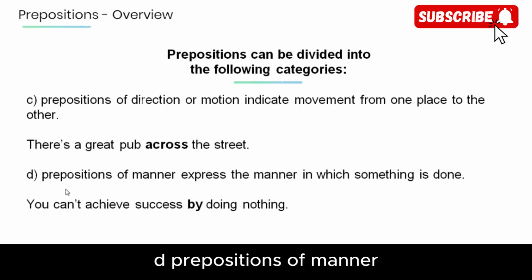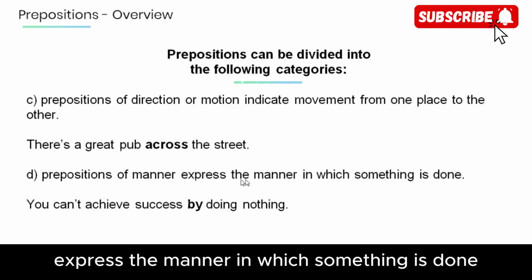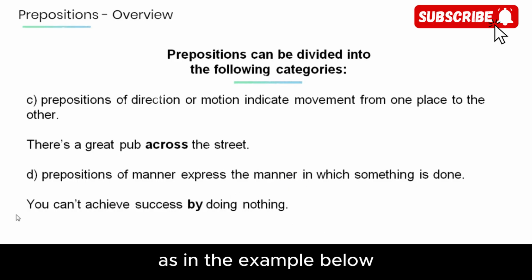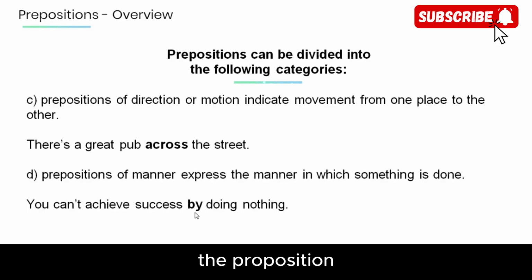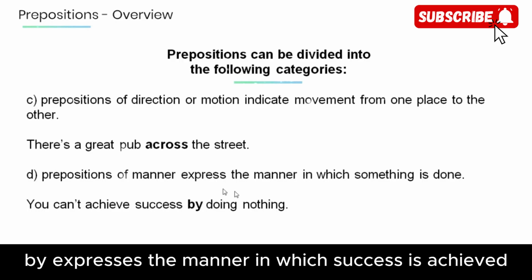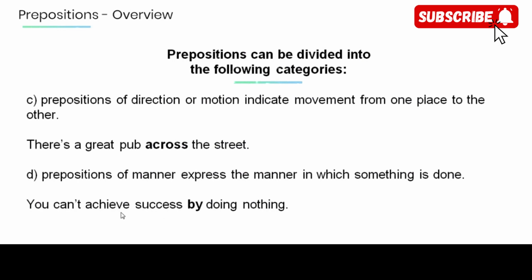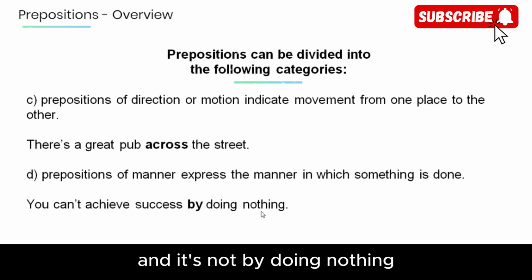D. Prepositions of manner express the manner in which something is done, as in the example below. You can't achieve success by doing nothing. The preposition "by" expresses the manner in which success is achieved, and it's not by doing nothing.